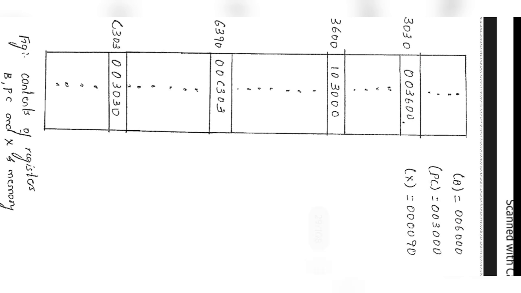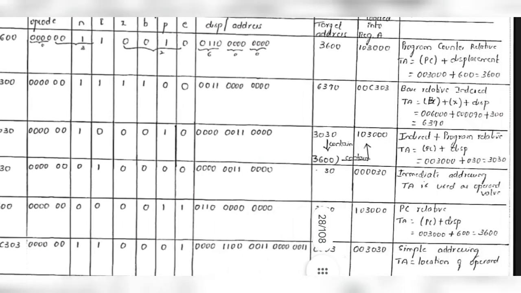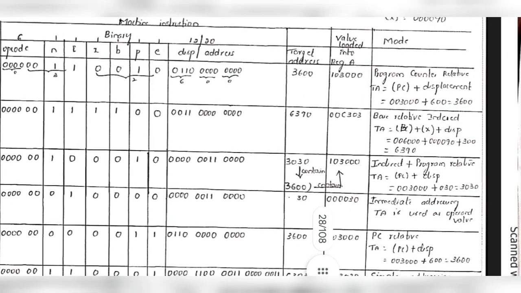So what's happening here is the value is 3030, 3600. These are the values which are given to us, and at 3600 in the memory, by default, it is stored as 10300. So that value is used here. What will be loaded into register A is this value. What will be the target address? Whatever value is in the target address will be stored here.